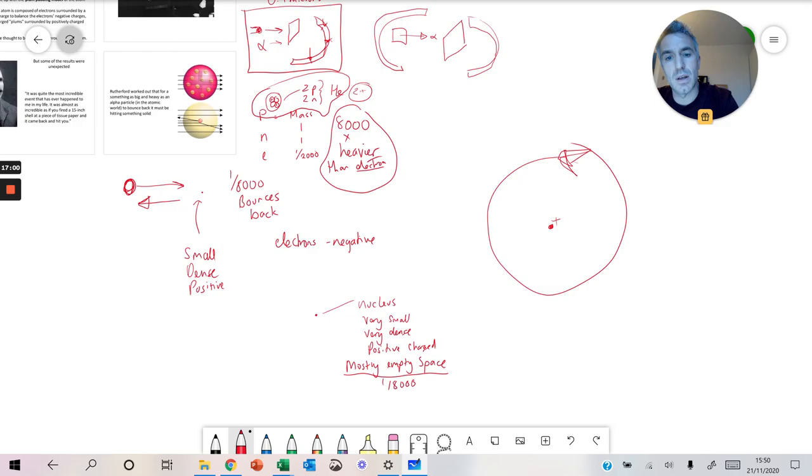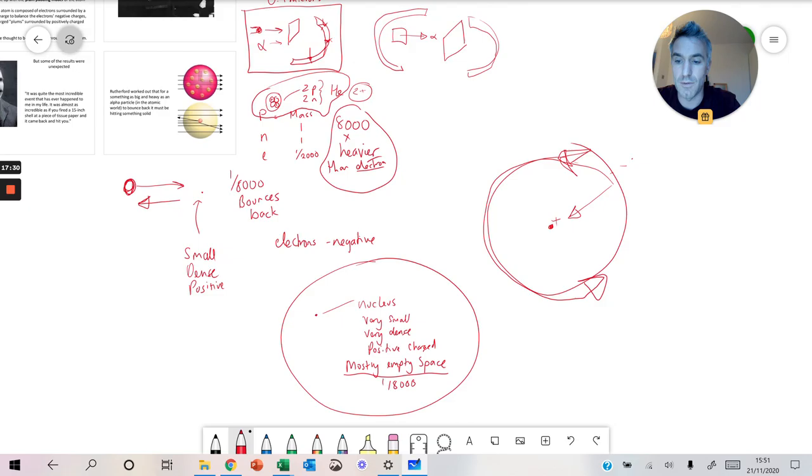If they don't move, they would just get drawn into the middle. They would just be dragged in and collapse in the middle. So the only way they can exist is to orbit round, like a satellite orbits the Earth, continually going round and round, so it doesn't fall into the Earth. So it orbits around the nucleus, which is very small, very dense, positively charged, and mostly empty space.